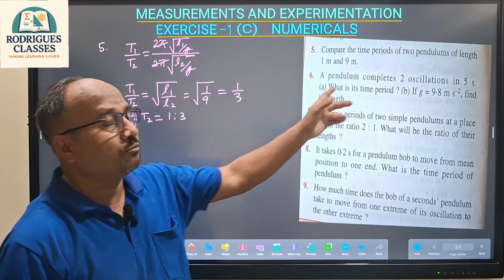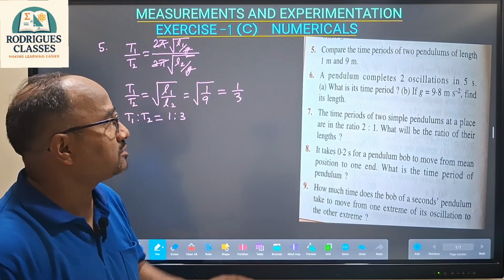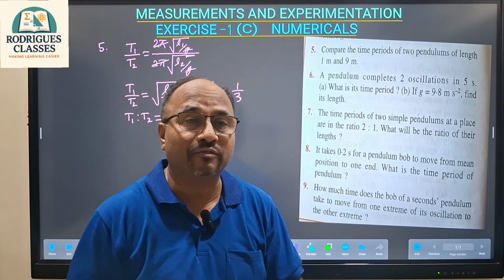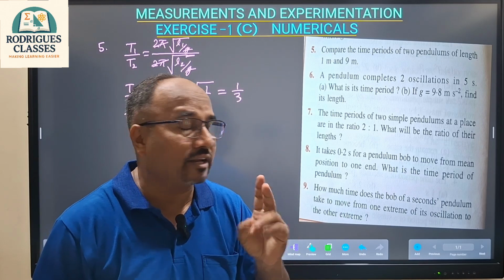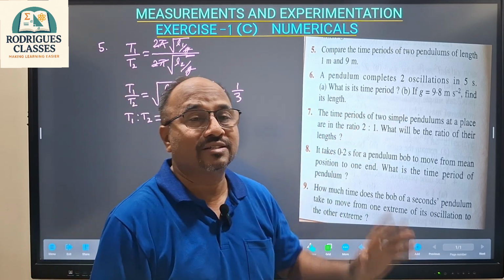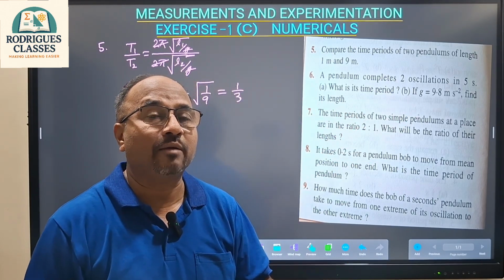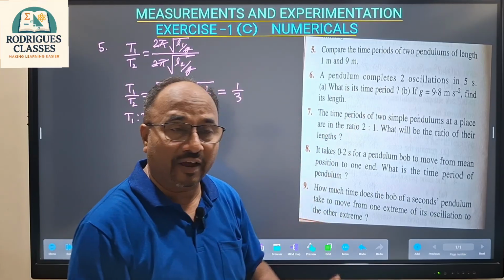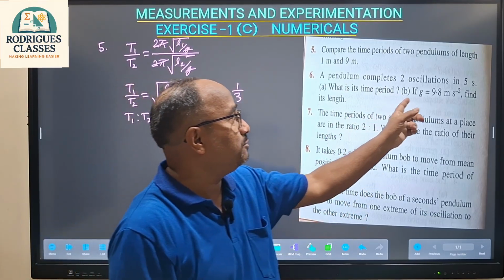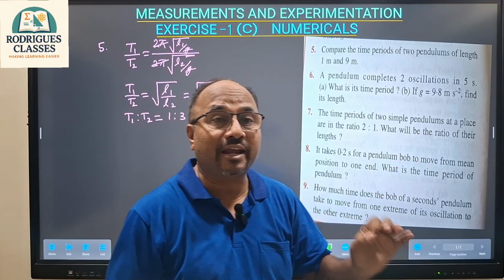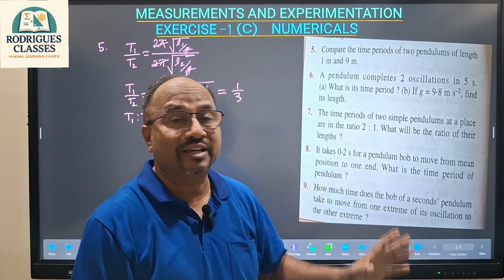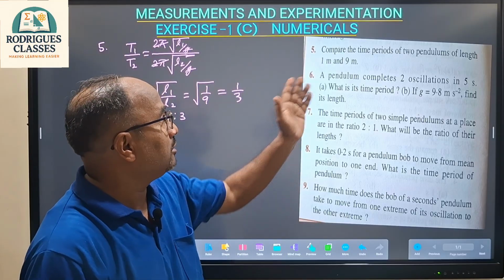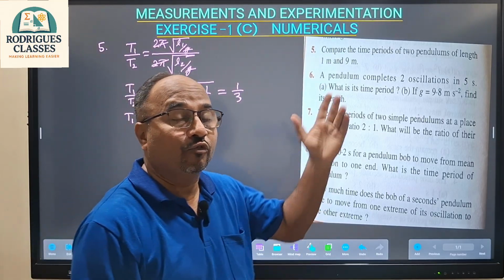So now let us take a look at question number 6, which says a pendulum completes 2 oscillations in 5 seconds. So 2 oscillations is done in 5 seconds. What is its time period? Remember, the time taken for one oscillation is called the time period, which you can easily find. Then it is told, in the B part, if g is 9.8 meter per second square, find its length. So we have to find the length of the pendulum the way we had done in the fourth sum.